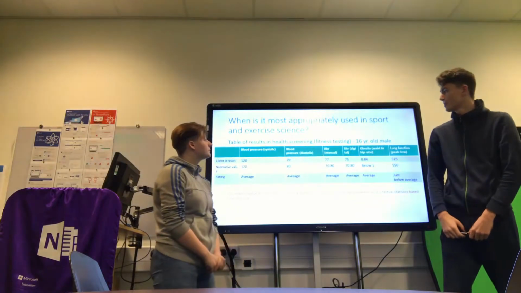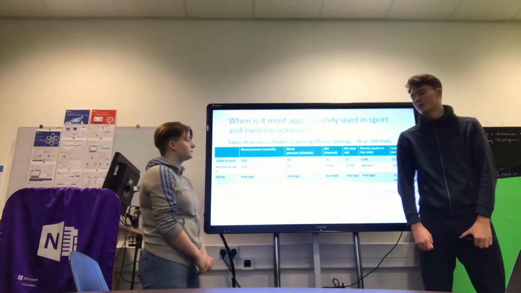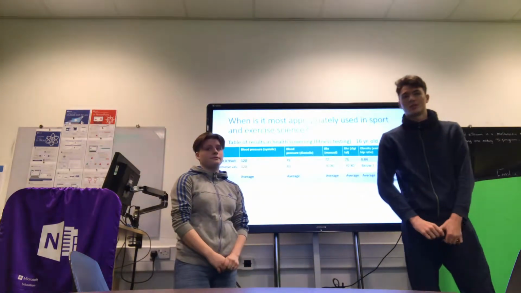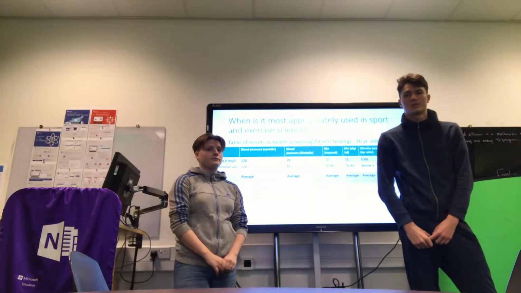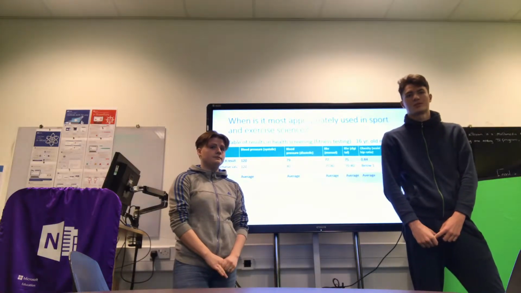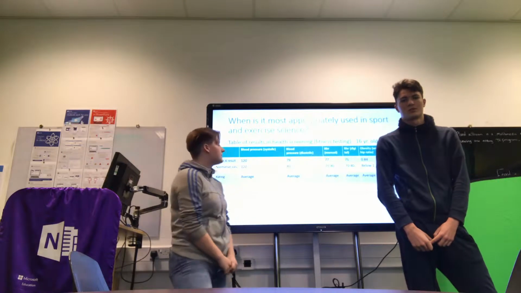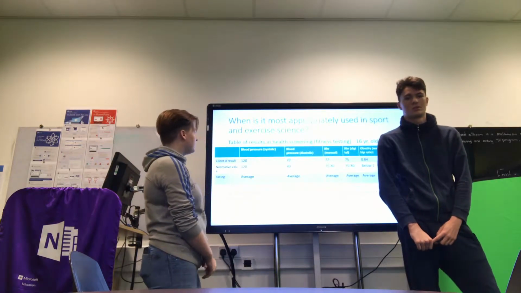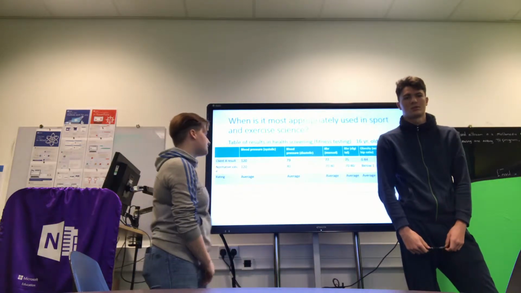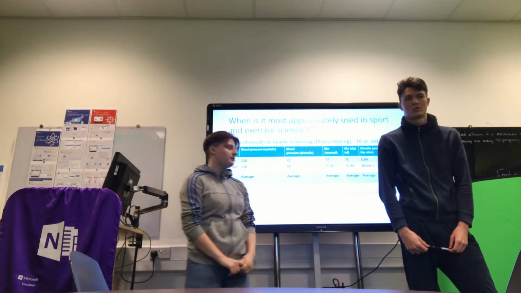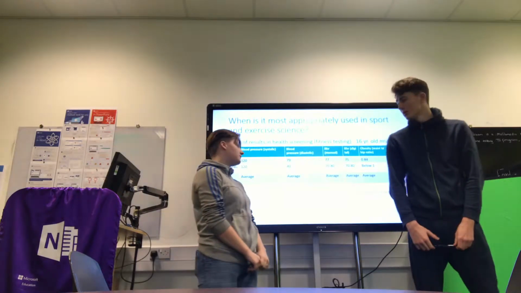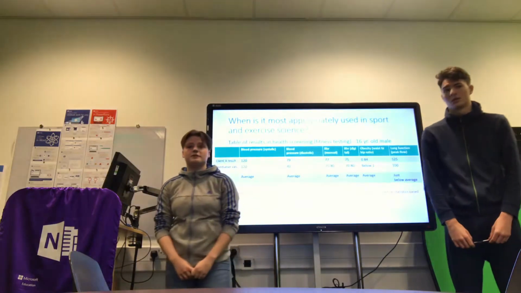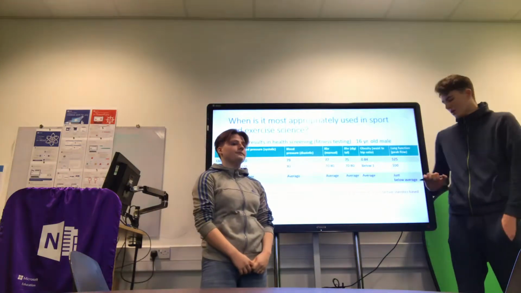When is it most appropriately used in sport and exercise science? Most used in tables and results in health screening and fitness testing. So within health screening you can use tables like this to display all the different factors of someone's blood pressure and different factors affecting their health. But this will be classed as quantitative research as it is factual statistics based upon testing.